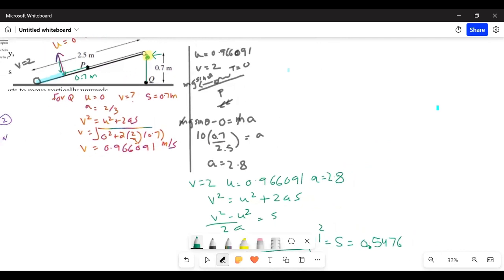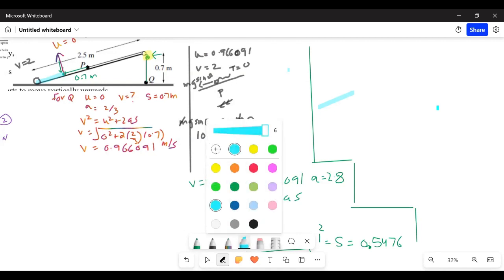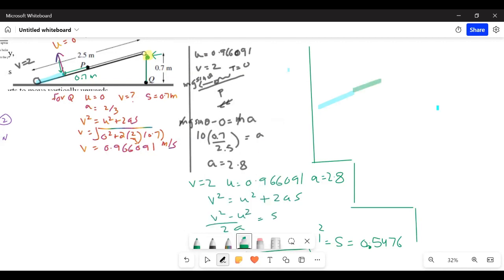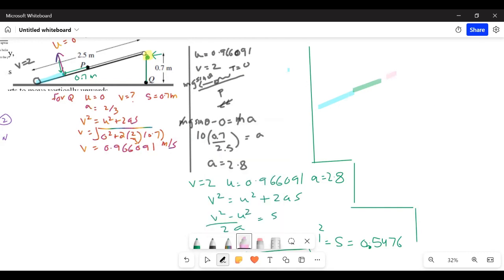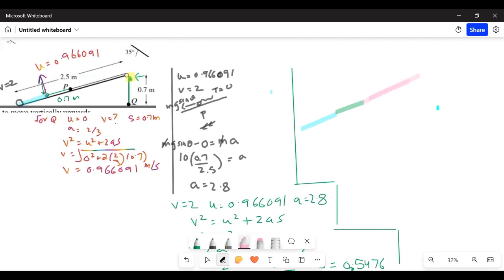Okay. So the length of the blue part of the slope is 0.5476. ठीक है, एक ब्लू पार्ट है, उसके बाद एक ग्रीन पार्ट है, वो तो हमने देख लिया था 0.7 है, और उसके ऊपर भी कोई पार्ट है, इसको पिंक कर लेते हैं. And the combined sum of these three parts is 2.5 because the entire slope is 2.5 meters.